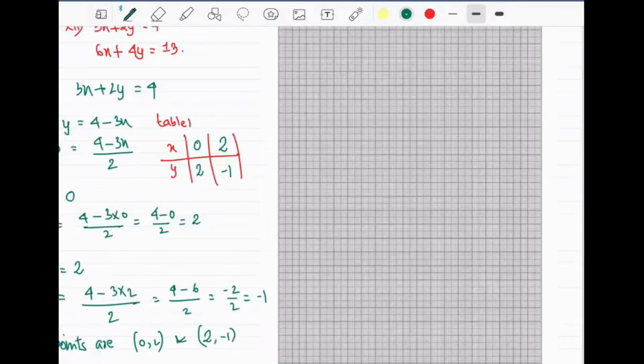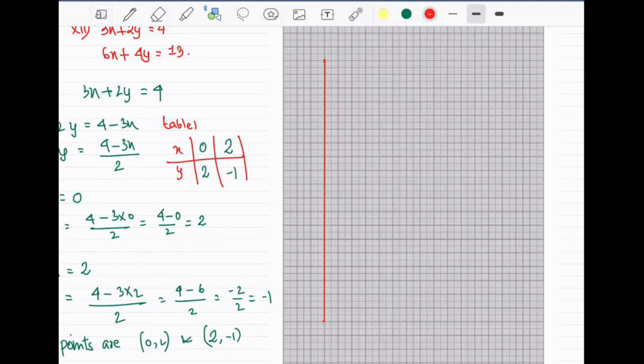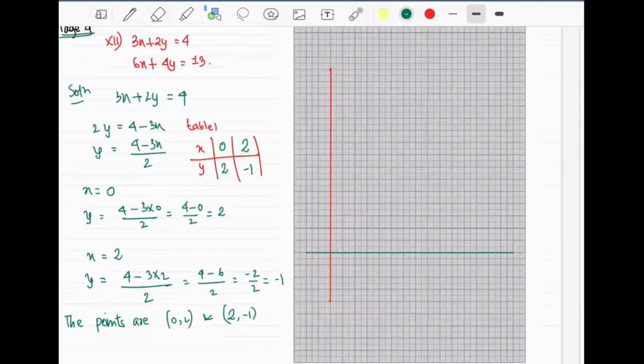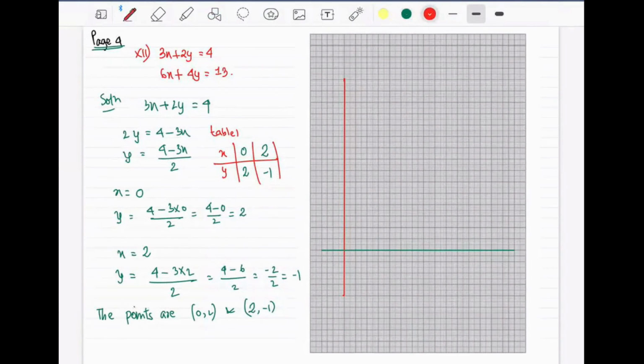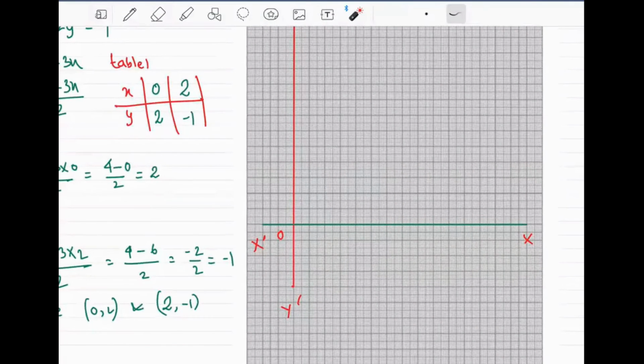Okay, let's plot them on the graph paper. This is the y-axis. Let's draw the x-axis here somewhere. Now you have to write the y prime, x prime, x, and the origin. So where are the points? This (0, 2) and (2, minus 1). You have to mark them first. Because the values are not very large, I'm going to take up 20 small squares, 2 large squares, in order to mark 1 point.